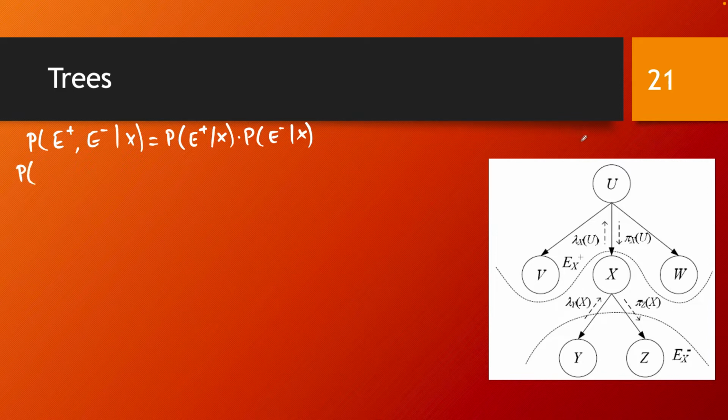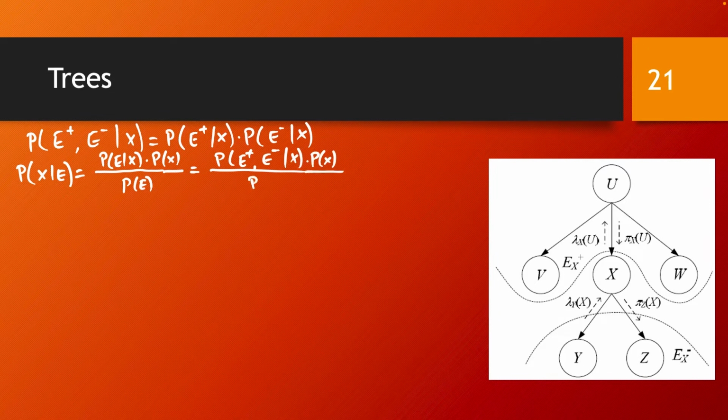If we are looking for the probability of X given evidence E, again evidence E is made of these two parts, E plus and E minus, we can use the Bayes rule, and we will get that this is probability of E given X times P of X divided by the probability of E. I'm just writing these two parts: P of E plus and E minus given X times probability of X divided by probability of E. And this is now equal, based on this observation that X separates E plus and E minus, to probability of E plus given X times probability of E minus given X times probability of X divided by probability of E.